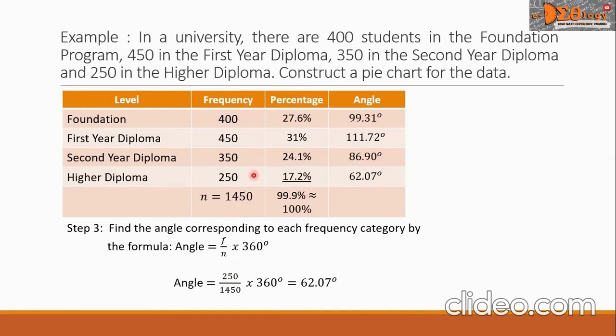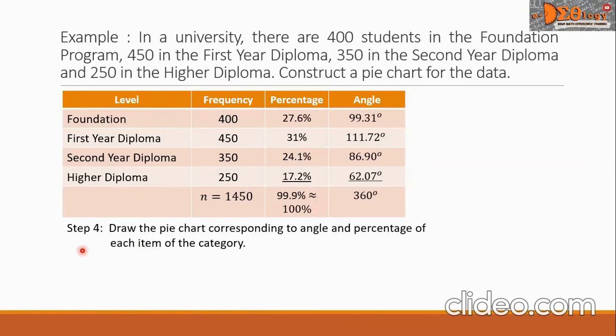This comes from 250 divided by 1450 times 360 degrees. And the value is written here. Now let us take the summation of this column, and we will have the answer 360 degrees. This must always be equal to 360 degrees. In the same way, this column must have a summation equal to 100%. Now, let us go to step 4.